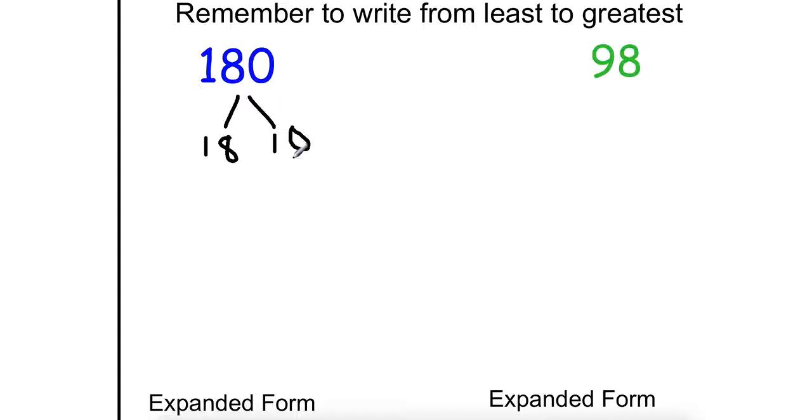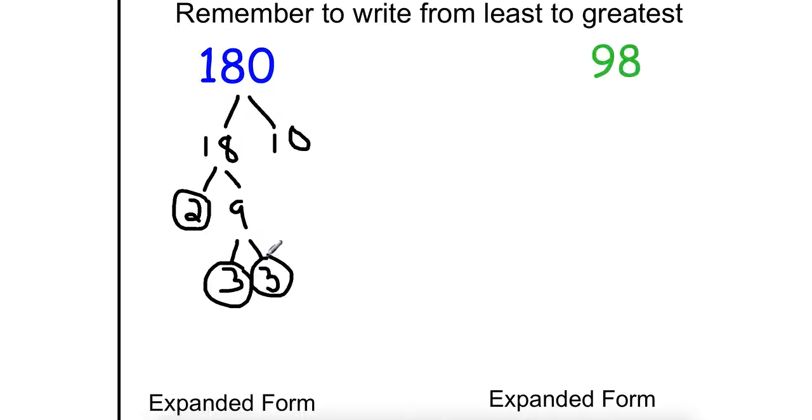All right, let's check your work. Now again, you can divide 18 however you want. I'm going to do it by 2 and 9. 2 is prime, so I circle it. 9 is not, so I have to break it out again into 3 and 3. 3 is prime, so I circle it. And now I need to break down 10 into 2 and 5. 2 is prime, so I circle it. 5 is prime, so I circle it.